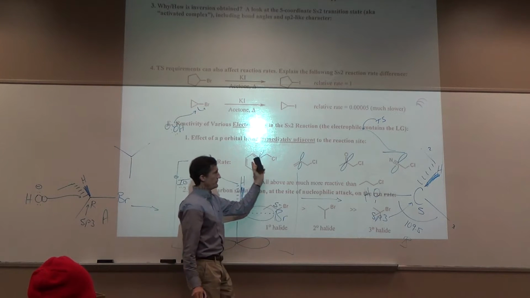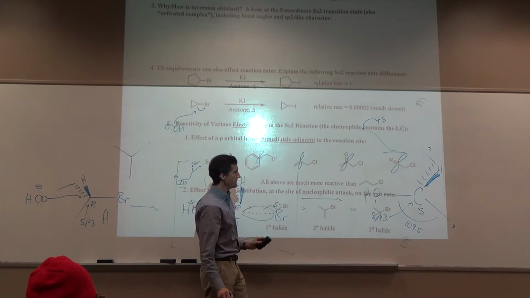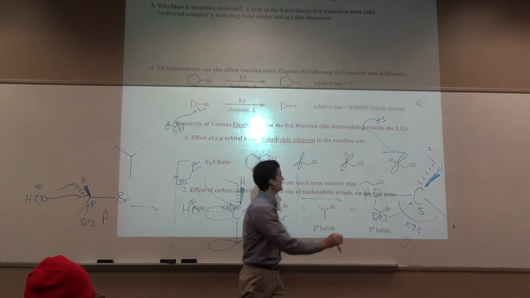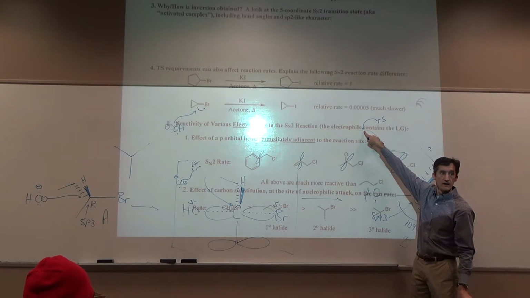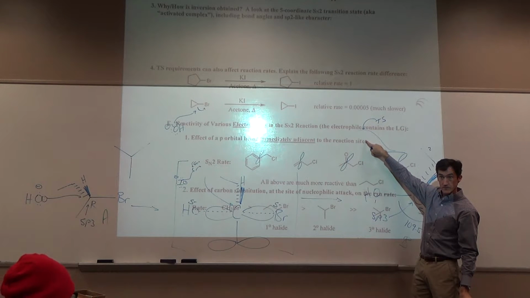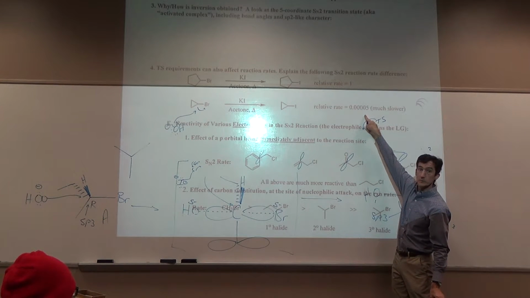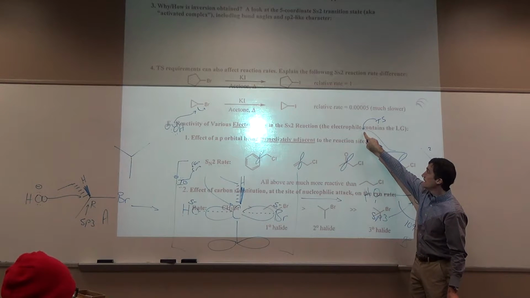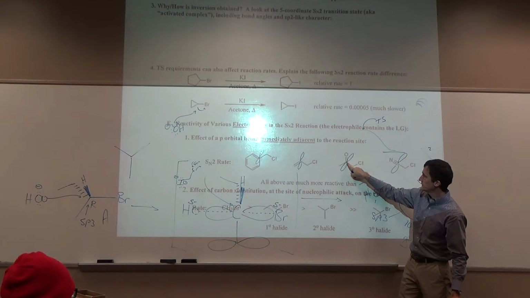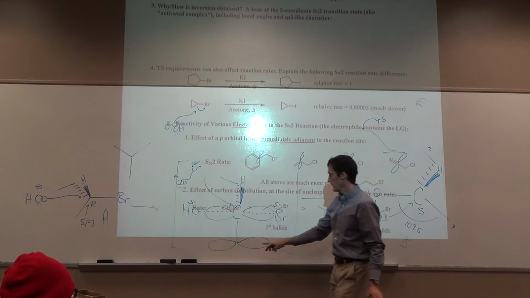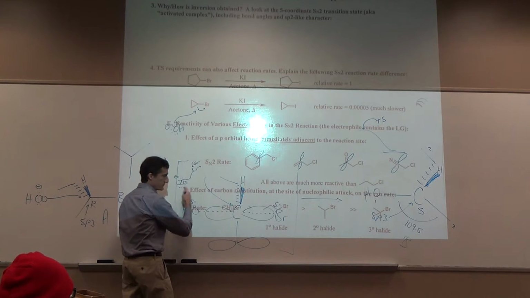Now the fact that these are faster implies what about the transition state energy? It's going to be lower. I would make it faster because if this energy was higher, it would be more difficult. So this implies that the p orbital next door makes this lower. Why would the p orbital next door make this more stable?